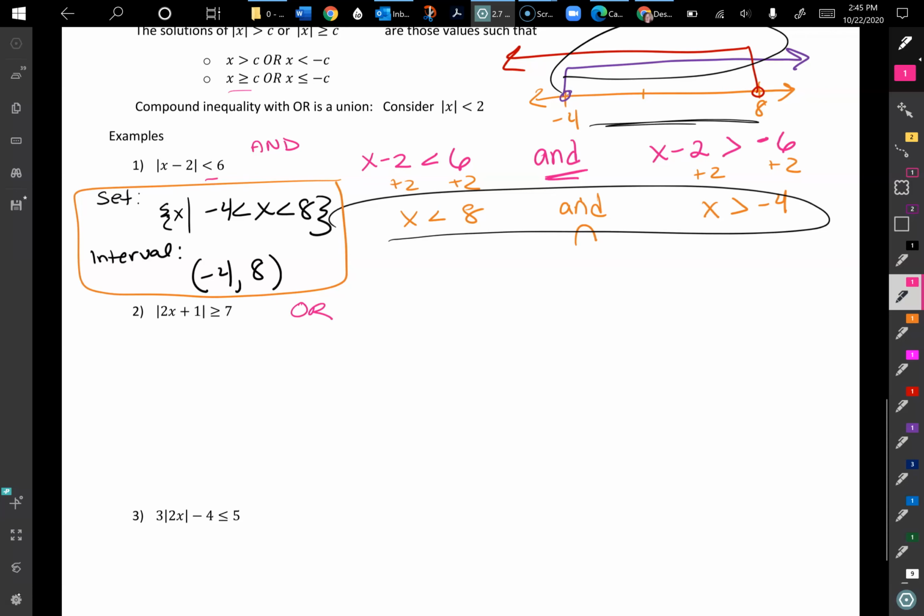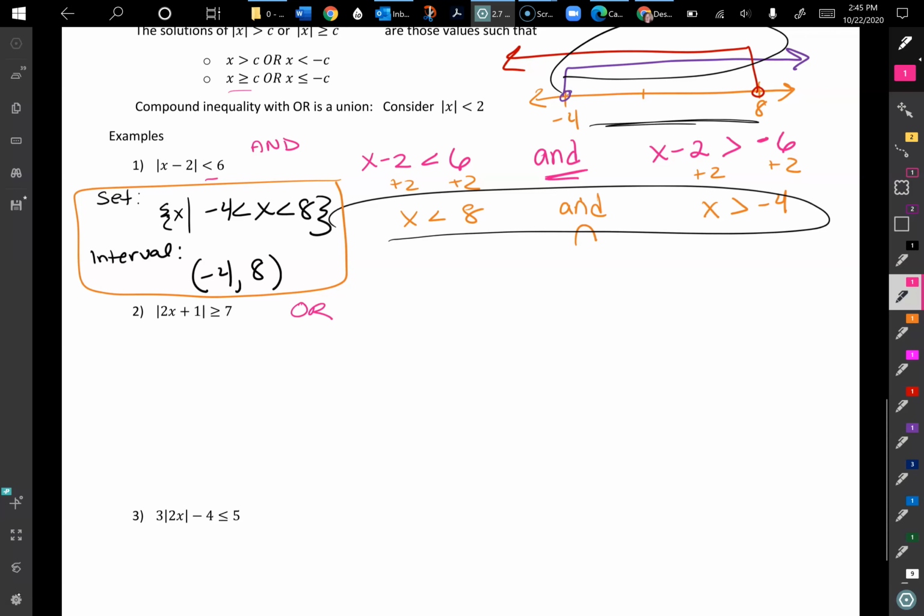It's a little hard to remember, but you can make yourself a little cheat sheet: less than is "and," greater than is "or." So that's really the big difference.